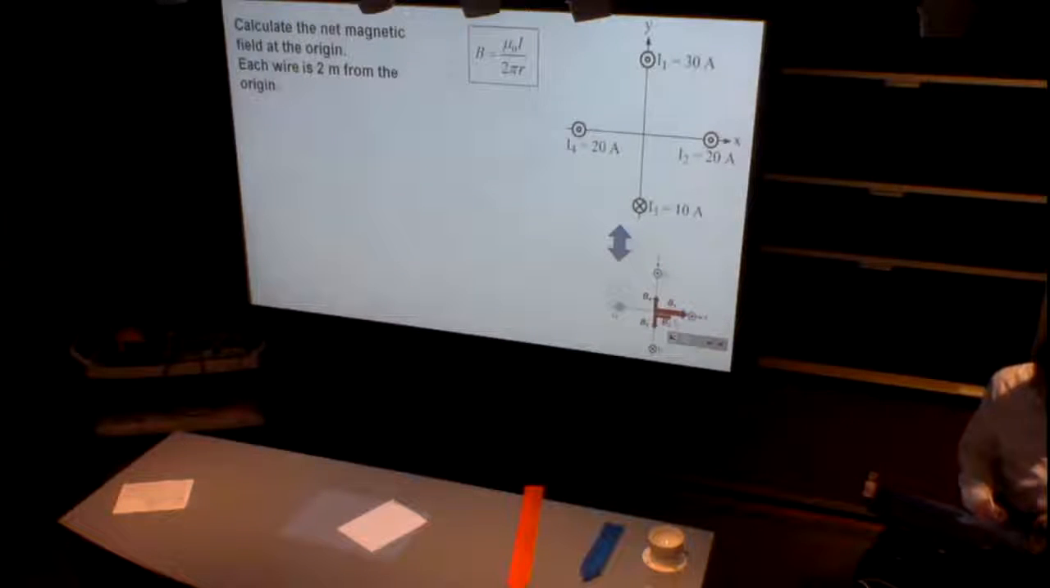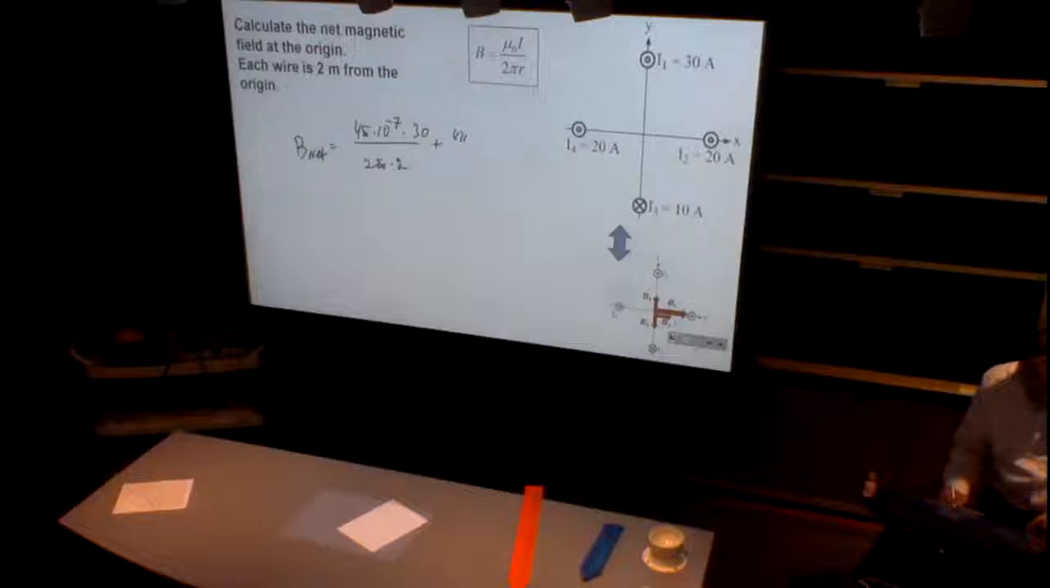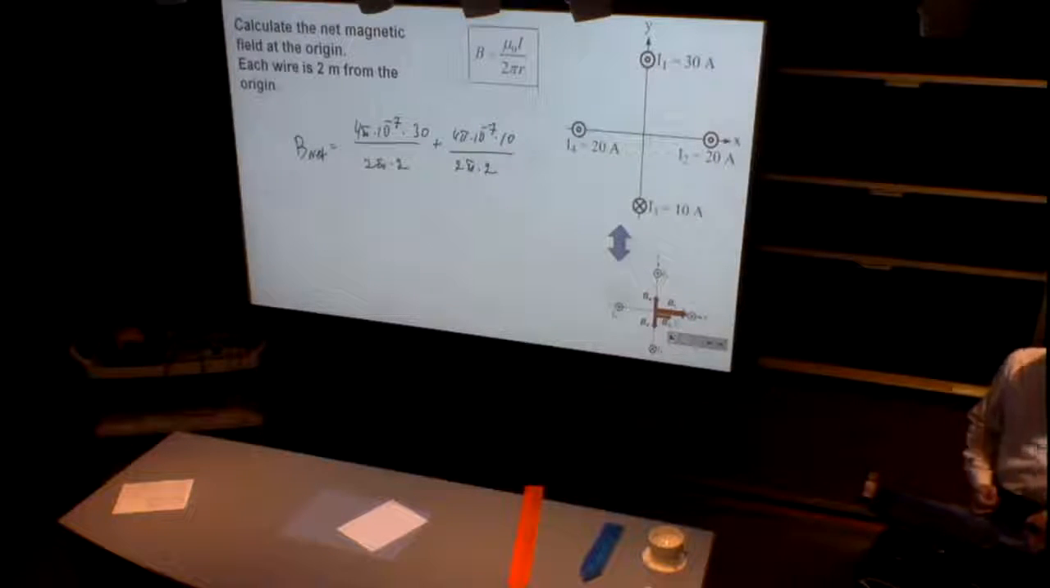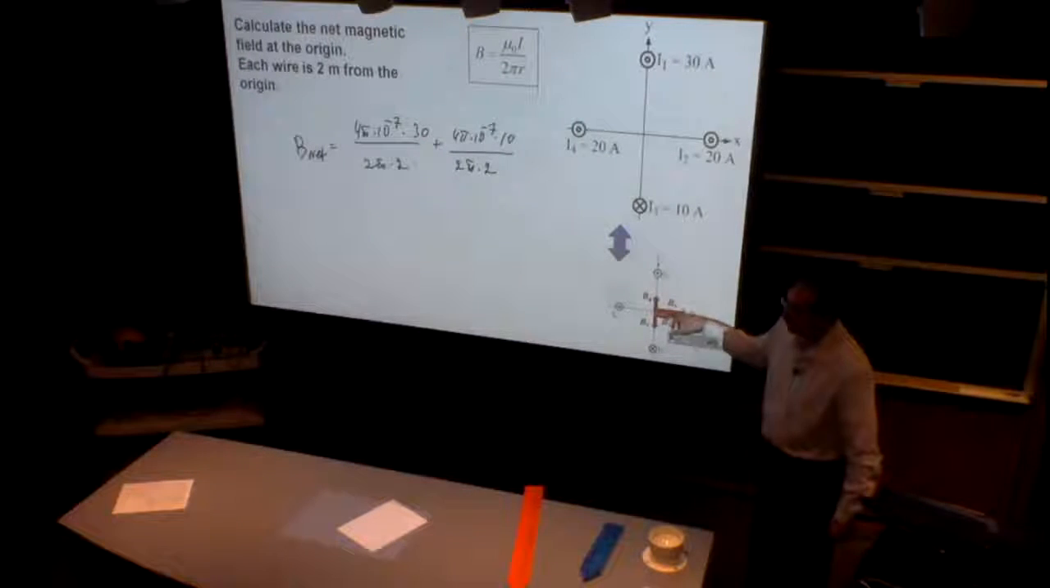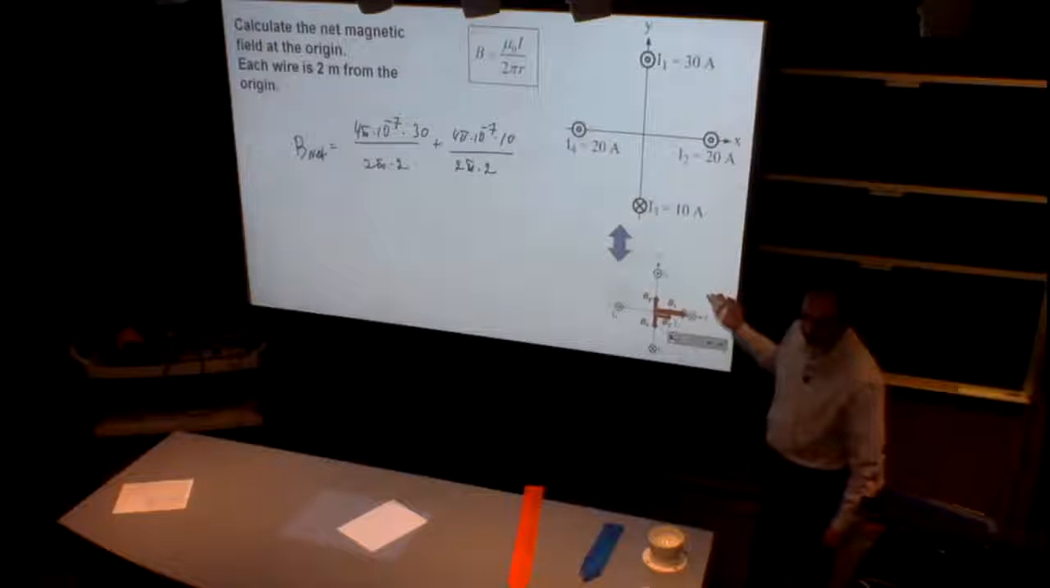So B net equals 4π·10⁻⁷ times 30 amps divided by 2π times 2 meters, plus 4π·10⁻⁷ times 10 amps divided by 2π times 2 meters. In this simple example, both components are positive. We just add them up together.